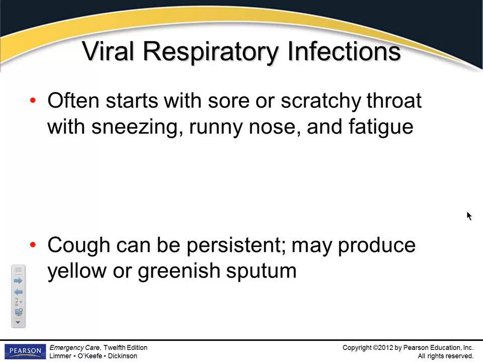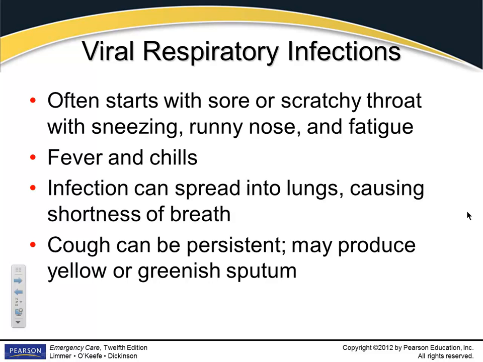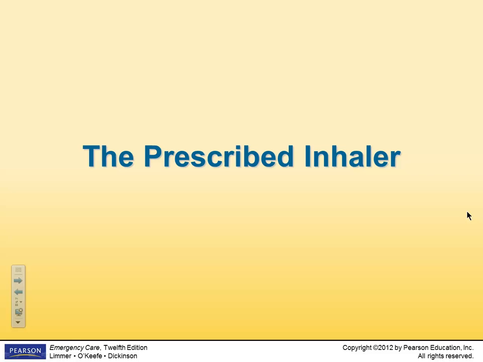Okay, you know this stuff. You get an upper respiratory infection, scratchy throat, runny nose, fever, chills, and it can spread to your lungs. As the infection grows, you may cough up green or yellow sputum. They ask you what it looks like when you cough it up. If you tell them it's green, then you have an infection. You know that. Okay, quickly we're going to go through the inhaler.